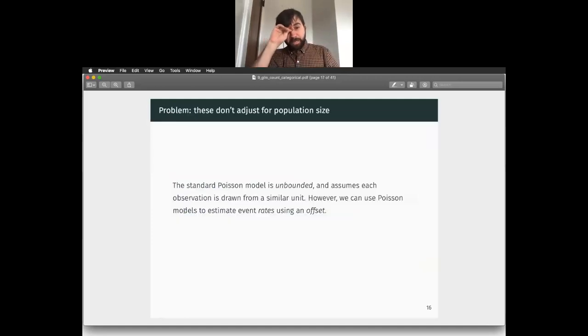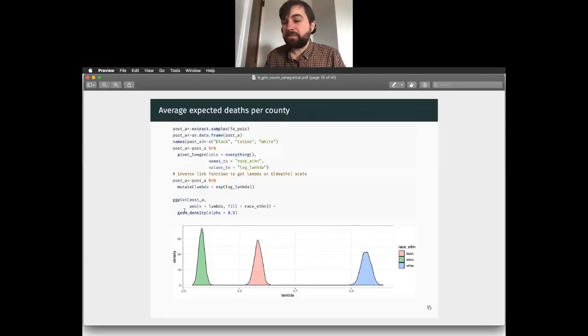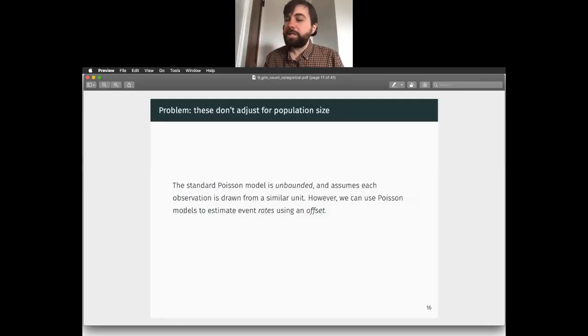Okay, so the standard Poisson model is unbounded, right? It assumes that each observation is drawn from a similar unit. So in this case, we assume that each county had about as many chances for Latinos to be killed by the police as it had for African Americans to be killed by the police as it had for whites to be killed by the police. If we're treating this in a kind of causal inference way, right? If we're treating it just to predict how many deaths are going to occur, then this is fine, right? But if we're treating it in a what's the relationship between race and police violence way, then this isn't great, right? Because we know that each observation is not drawn from a similar unit, right? The population sizes are very different.